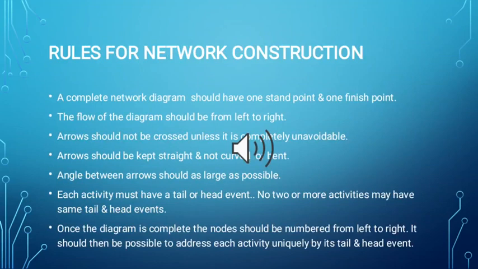Rules for network construction: a complete network diagram should have one start point and one finish point. The flow of the diagram should be from left to right. Arrows should not be crossed unless it is completely unavoidable. Arrows should be kept straight and not curved or bent. The angle between arrows should be as large as possible. Each activity must have a tail and a head event. Once the diagram is completed, nodes should be numbered from left to right.